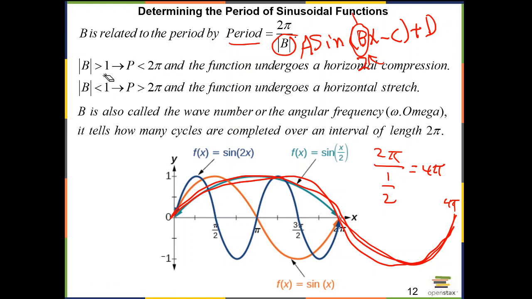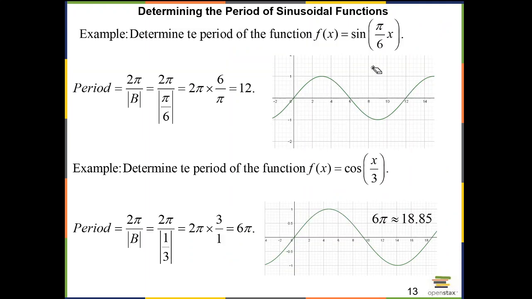So if b is greater than 1, obviously the period is going to be decreasing. And if b is a fraction, then the period increases. Here are some examples. Determine the period of the function. So the number b actually has pi in it. That's okay. It's just divided by pi over 6. And 2 pi divided by pi over 6 is 2 pi times 6 over pi. The pi's go away, so we got 12.